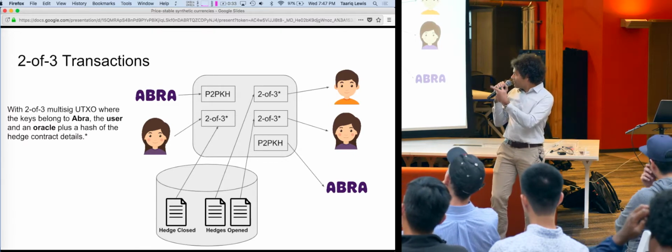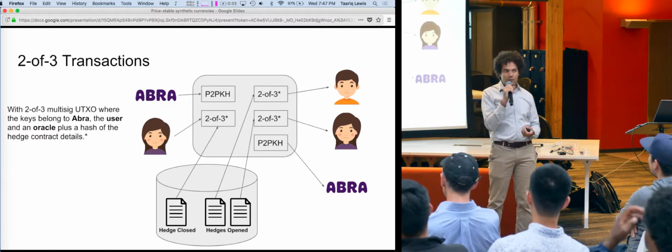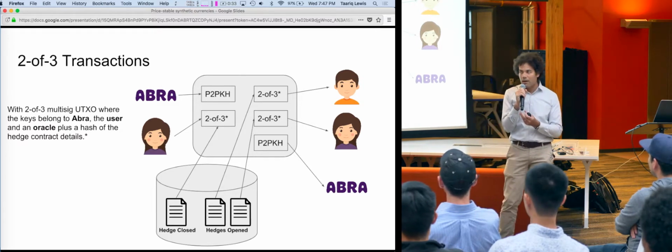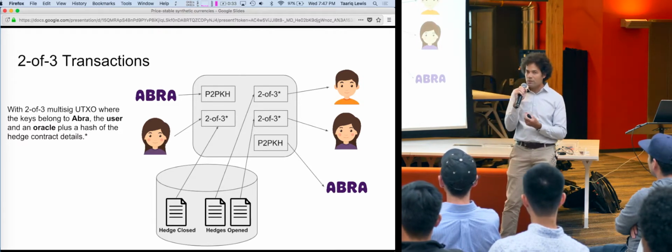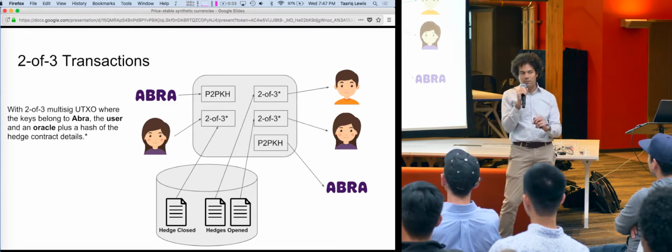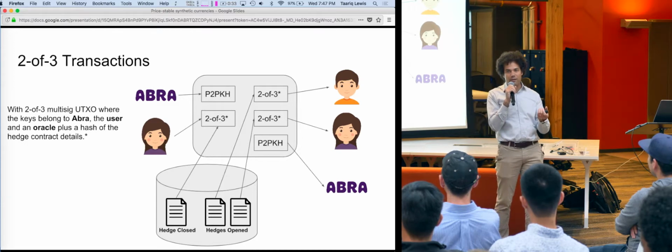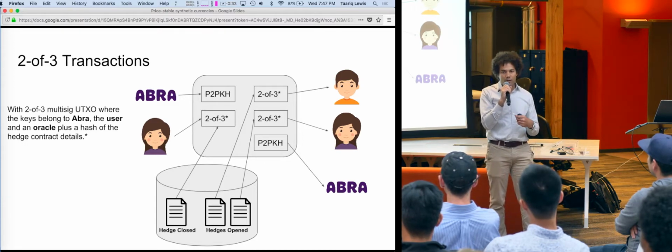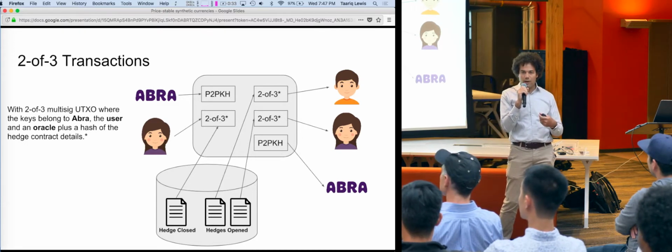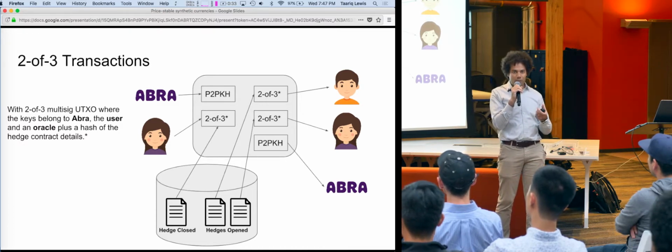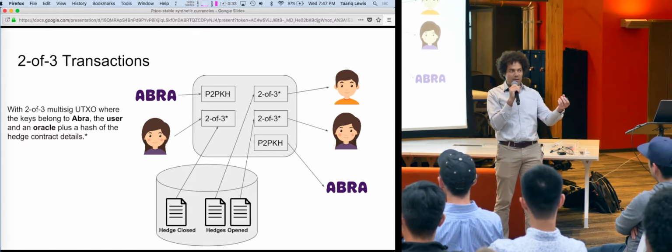Yeah, so as you can see, this transaction is very similar to the 2 of 2 one, with the difference that we use 2 of 3 multi-sig in the UTXOs. And we're going to hash the contract details into the UTXO. So that way when the Oracle goes to sign the transaction, the user or Abra can just provide the contract details and the transaction to be signed, and then the Oracle can verify that that contract represents that UTXO.